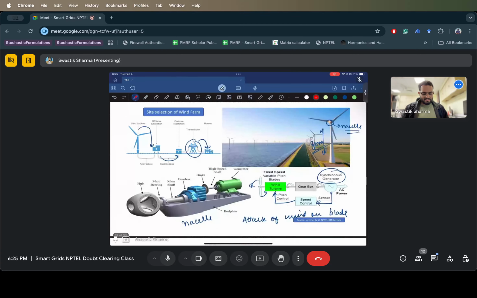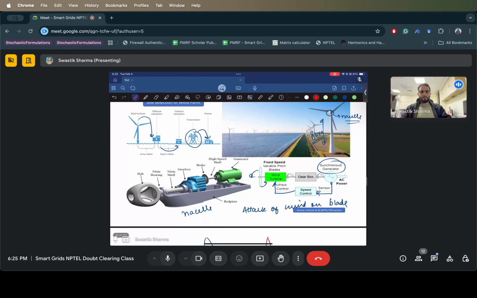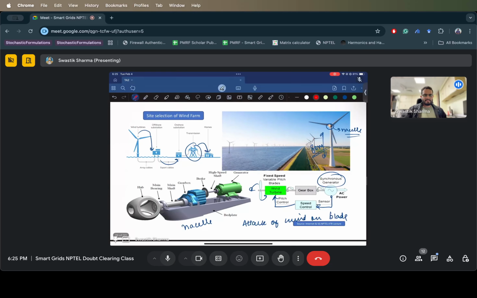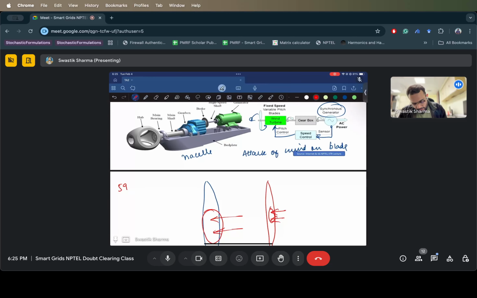Now, these are some things that I wanted to tell, but I forgot to tell you about a few things that I think should be talked about. Now, Betz, there is someone named Albert Betz. He gave a law. He said only 59.3% of wind energy can be converted safely to electrical energy.